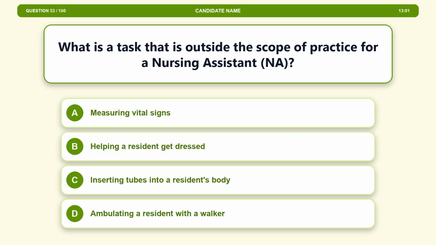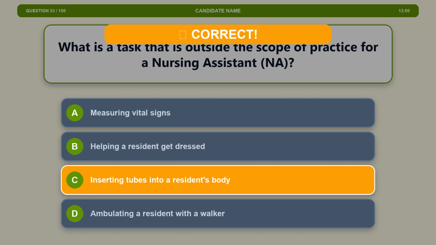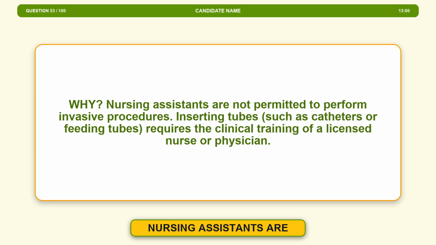Question 53. What is a task that is outside the scope of practice for a nursing assistant, NA? Option A, measuring vital signs. Option B, helping a resident get dressed. Option C, inserting tubes into a resident's body. Option D, ambulating a resident with a walker. The correct answer is option C, inserting tubes into a resident's body. Nursing assistants are not permitted to perform invasive procedures. Inserting tubes, such as catheters or feeding tubes, requires the clinical training of a licensed nurse or physician.